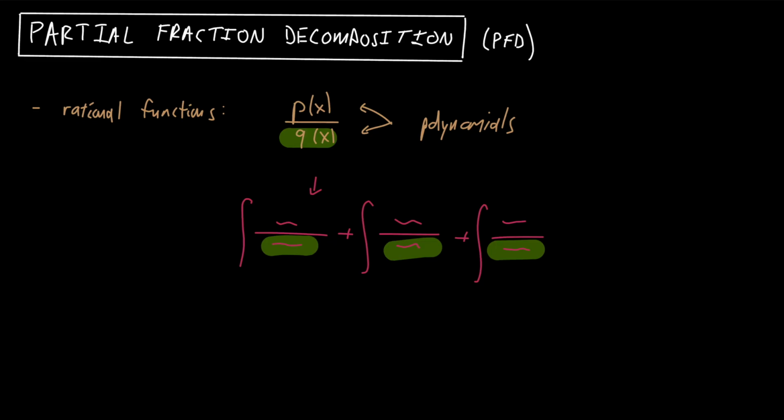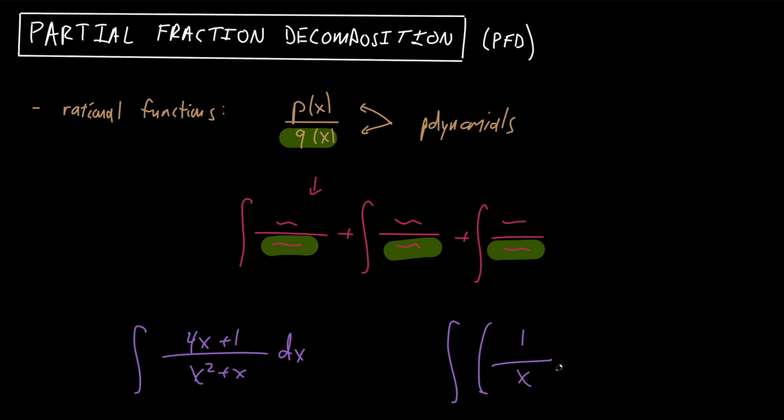With that being said, let's look at two different integrals here. Let's say I give you the integral of 4x plus 1 over x squared plus x. And then I give you another integral, which is 1 over x plus 3 over x plus 1. Looking at each of these integrals, which would you say you know how to integrate? Hopefully, we can all agree that the first integral, I don't currently know how to integrate it.